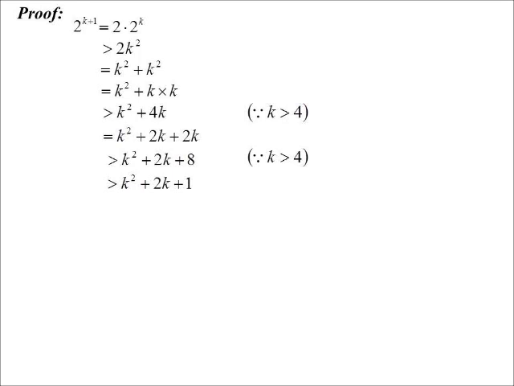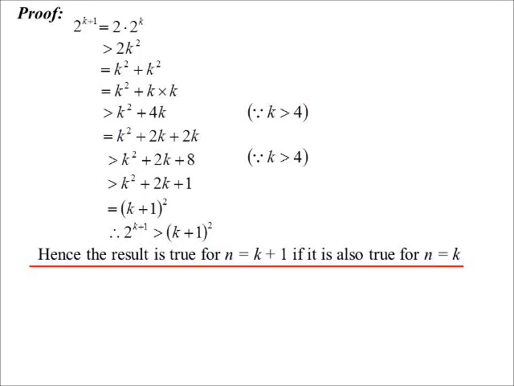So now if I read down, I've got 2 to the power of k plus 1 is greater than k squared plus 2k plus 1, which is what we were trying to prove, because yes, that is k plus 1 squared. So yep, it's fair enough to say 2 to the power of k plus 1 is greater than k plus 1 squared, but of course, it only works if my assumption was correct.